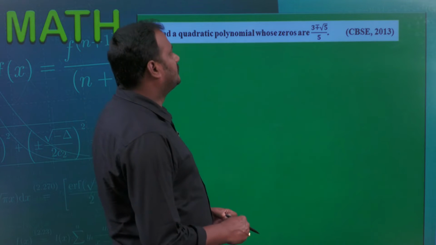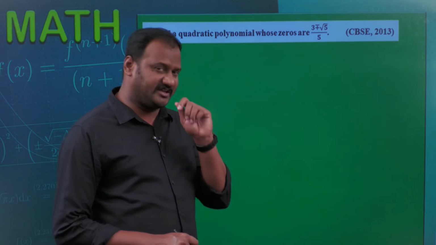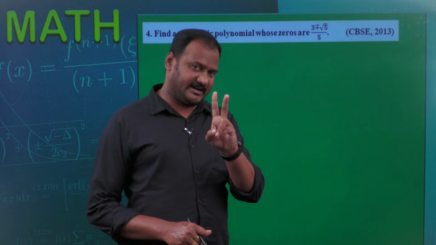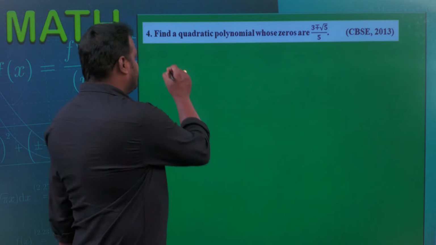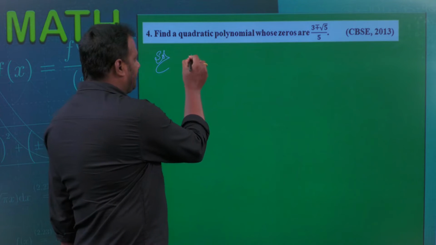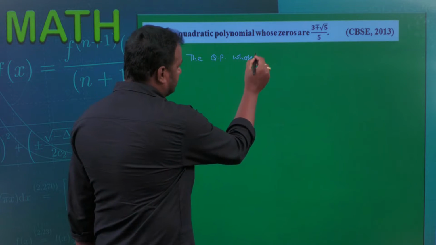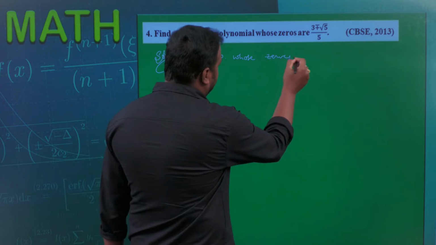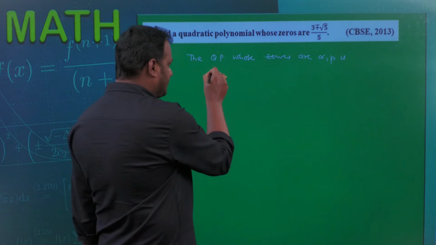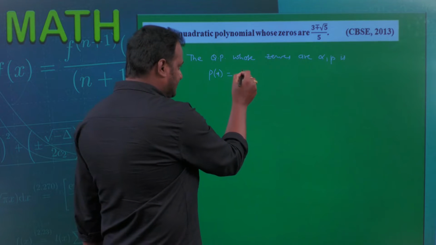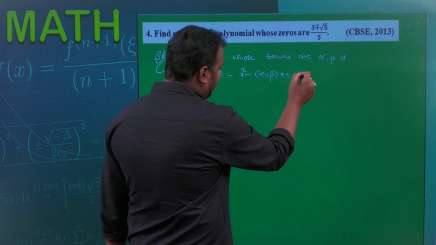Find a quadratic polynomial whose zeros are 3 plus root 5 divided by 5 and 3 minus root 5 divided by 5. How many zeros are given there? One with plus and one with minus. So when two zeros are there, how to form a quadratic polynomial? The quadratic polynomial whose zeros are alpha, beta is p of x equal to x square minus of alpha plus beta times x plus alpha into beta.